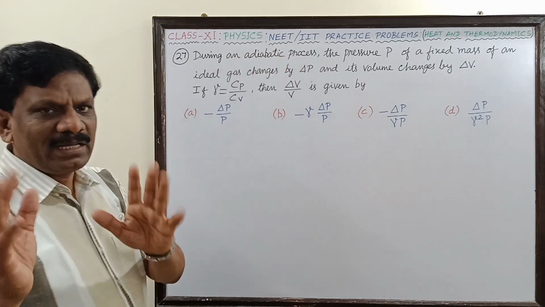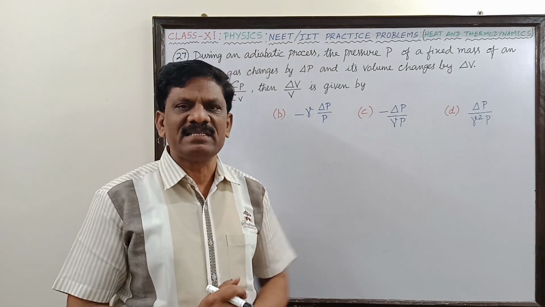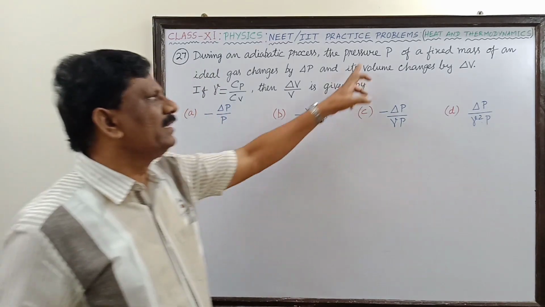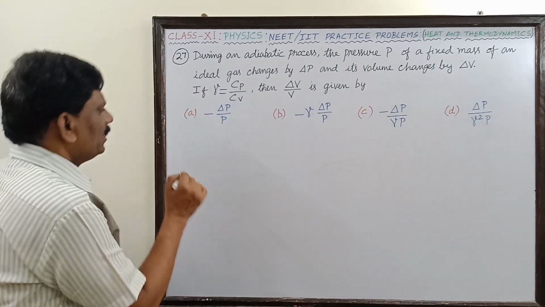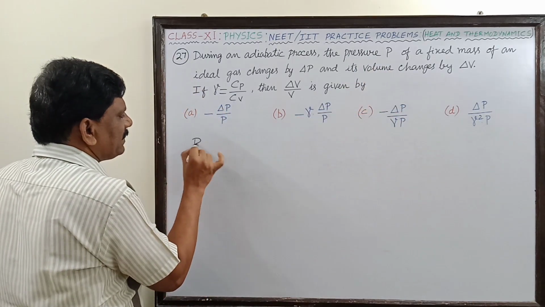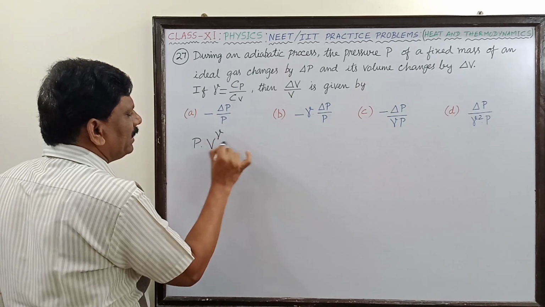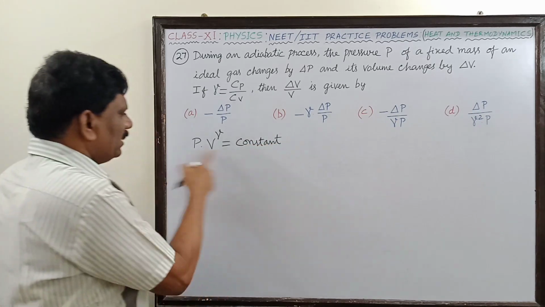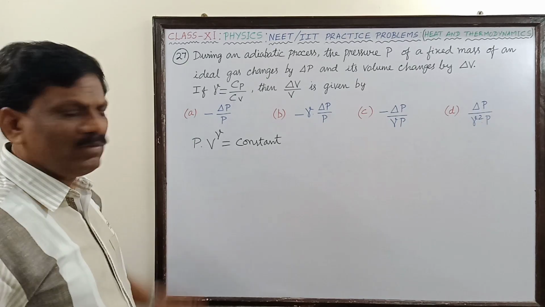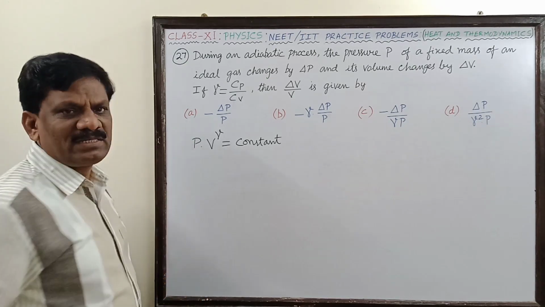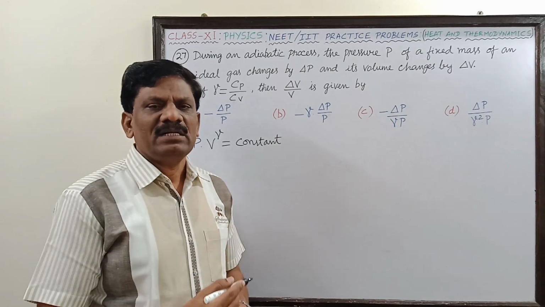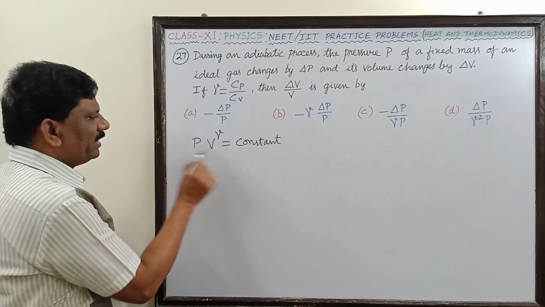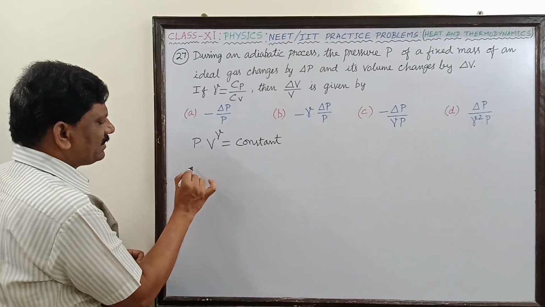Now for an adiabatic process, there are three equations of state. We have to use the equation of state relating the pressure and the volume. So for an adiabatic process, P into V power gamma is equal to constant. Now both P as well as volume V are variables. Both are changing. So I am going to differentiate this equation by the UV method, keeping pressure as constant.